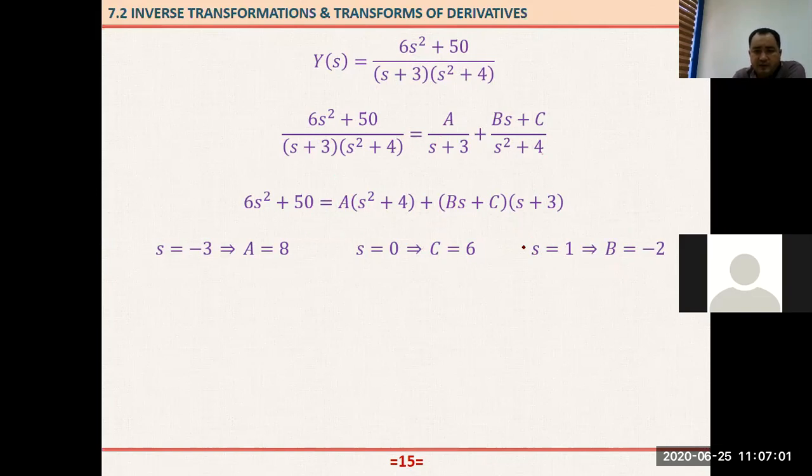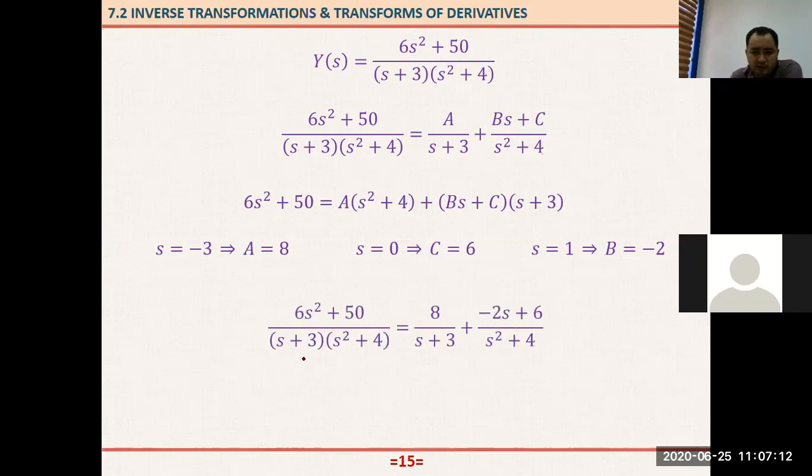So now if I substitute these values into this equation, what I have here is 8 over s plus 3, plus (minus 2s plus 6) over s squared plus 4. So we have this thing, right? So (6s squared plus 50) over (s plus 3) times (s squared plus 4) can be decomposed as this thing. As you see here, now we are familiar with these fractions.